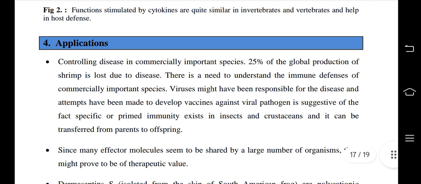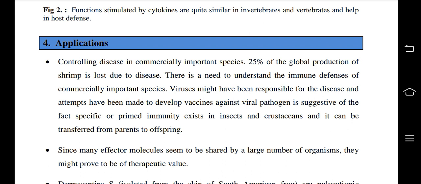Applications: controlling diseases in commercially important species. 25% of the global production of shrimp is lost due to disease. There is a need to understand the immune defenses of commercially important species. Viruses might have been responsible for the disease, and attempts have been made to develop vaccines against viral pathogens.